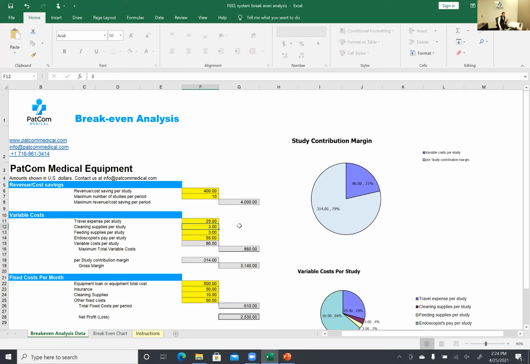Then you have the cleaning supplies per study. Same thing, $3 for my sponge. And then I have the feeding supplies per study, stays the same as well, $3. Or maybe it's more expensive for me because I have to buy it myself and I don't get as good a rate. So $3.50, let's say. Then we have the endoscopist pay per study. So if you're a mobile fees provider, per study, you're driving there, you're doing the evaluation, you're doing the review, you're doing your own cleaning, you're driving back.